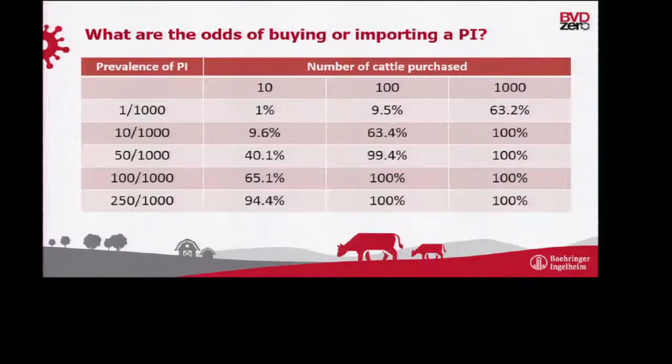At 1% PI prevalence, as you get up to 1,000 animals, it will give you almost 100%. You're almost assured of bringing in PIs. And the reason I'm showing you this is that we need testing programs for import-export, and any time within a country that we're trading in animals, we should be considering what their status is.